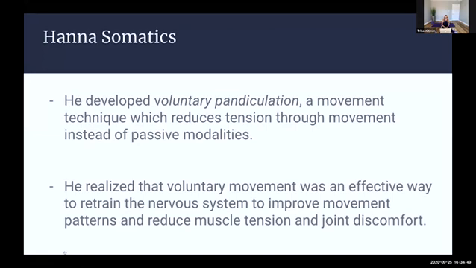What he realized is that voluntary movement, so not, say, if you go to the physical therapist or body worker, which I love, massage therapist, and they move your limbs around or your head, and they do things to you that feel good and maybe introduce movement, but you're doing the movement yourself, that this was an effective way to retrain the nervous system and to improve movement patterns, as well as reduce muscle tension and joint discomfort.